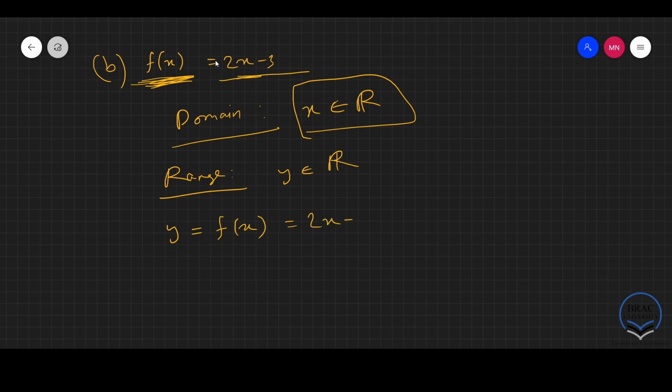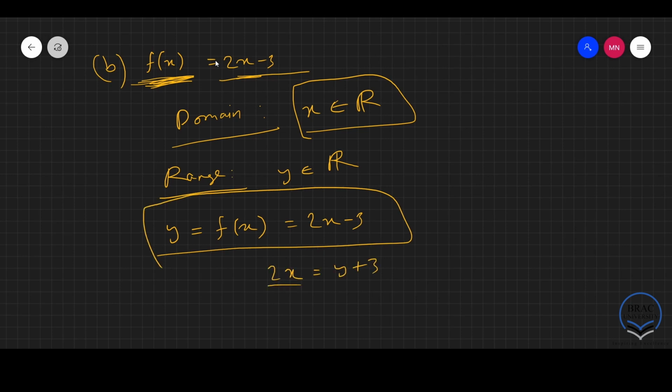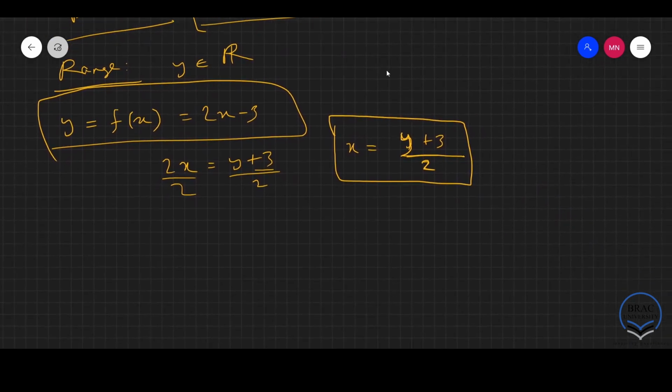So we have y equals 2x minus 3. Solve this equation for x. So we have 2x is equal to y plus 3. Divide both sides by 2. So x is y plus 3 over 2. Now from this expression of x, we see that there are no restrictions on y, right? Y can be any value. We don't have any square root in the numerator or the denominator, and we don't have any variable in the denominator that has to be not equal to 0, right? So there are no restrictions on y, so y can be any value.